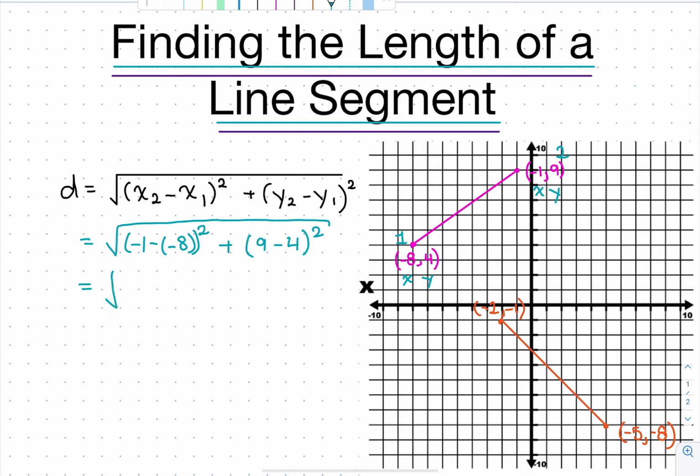So now we can just simplify our brackets. So in this over here, we have negative 1. This is going to be plus 8, and that gives us 7. 7 is squared. Plus 9 minus 4 is 5 squared. We can then just square them. So 7 squared is 49. Plus 5 squared is 25. Add those together. We'll get the square root of 74.